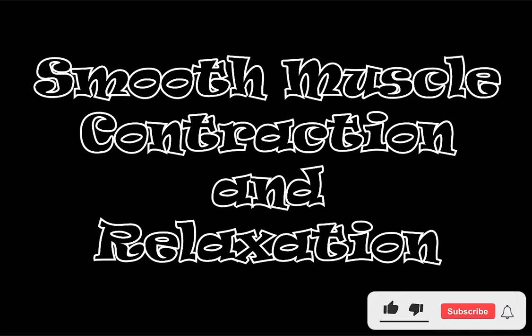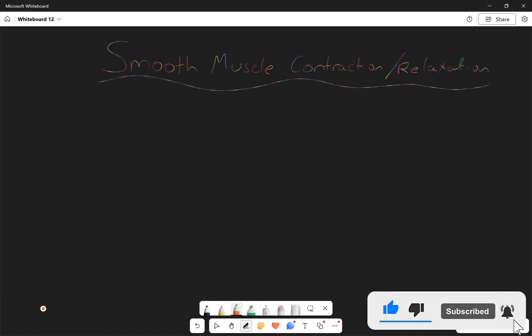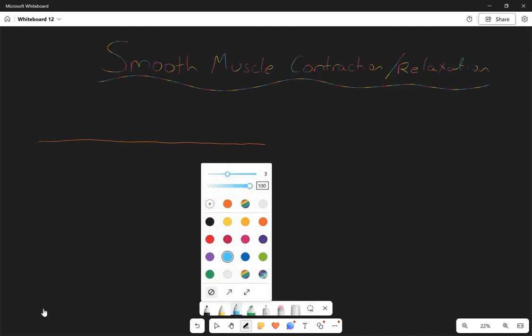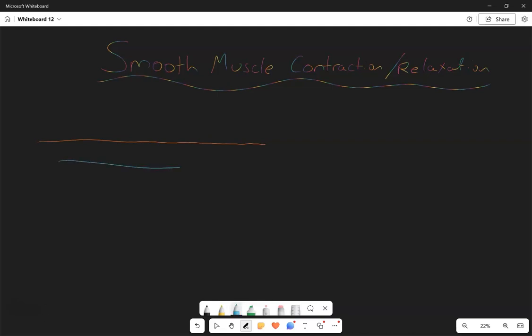In this video, we're going to talk about the mechanism of smooth muscle contraction and relaxation. So I'm just going to draw a generic cell membrane here for smooth muscle. And inside of here, we are going to put a sarcoplasmic reticulum. I'm just going to label that SR. And we know that our sarcoplasmic reticulum is responsible for storing calcium.